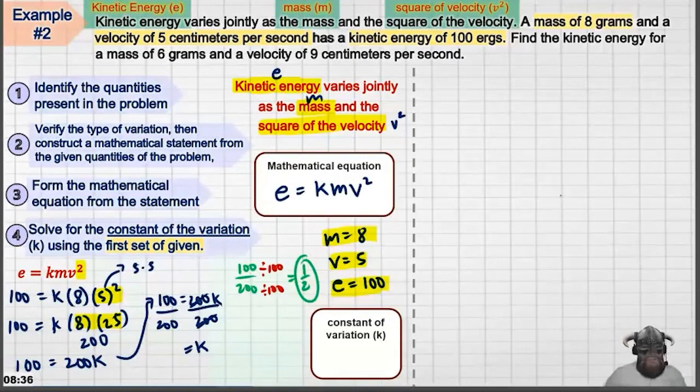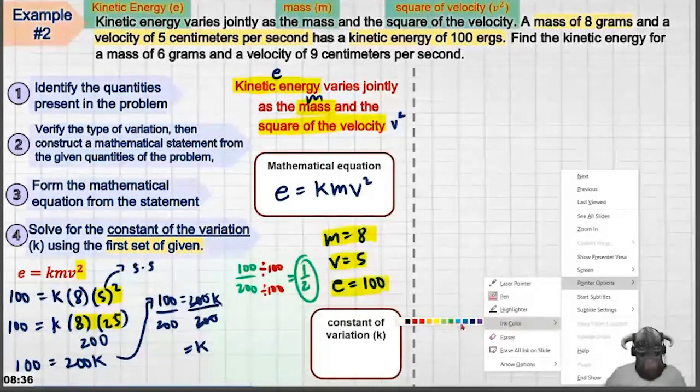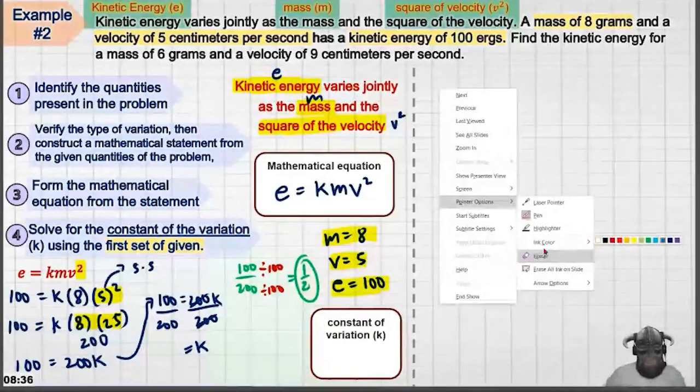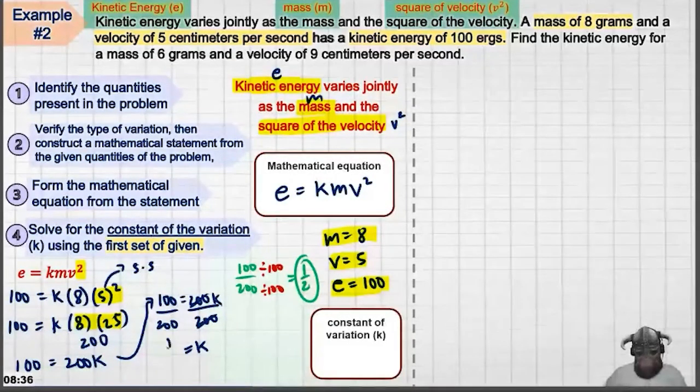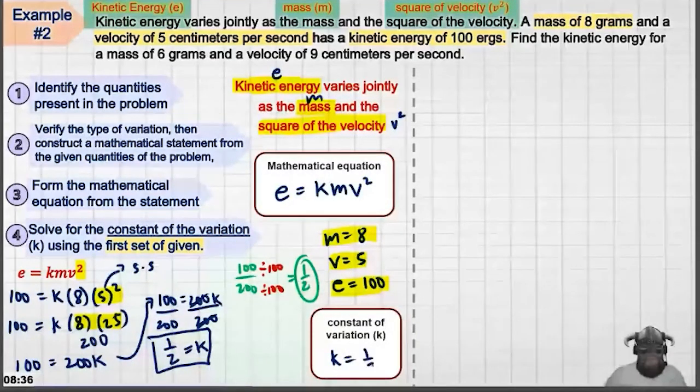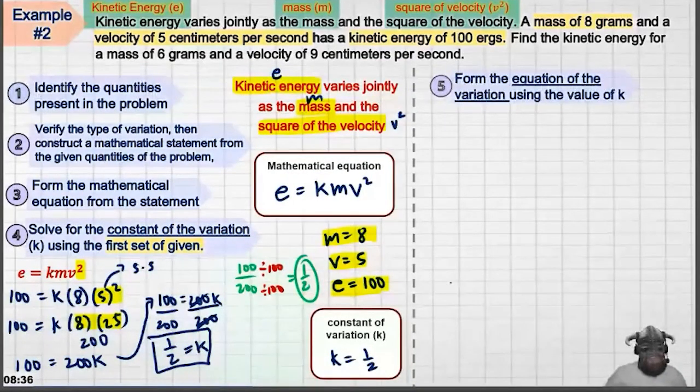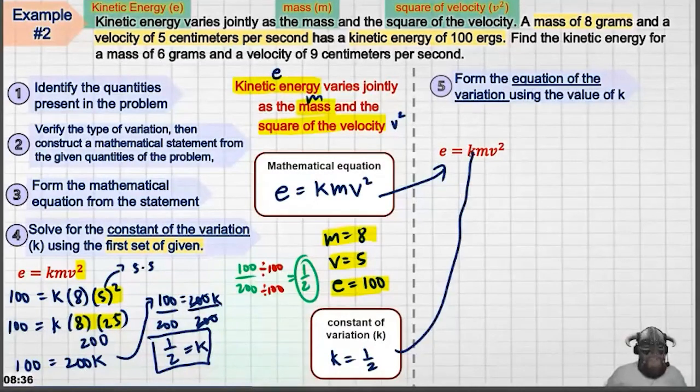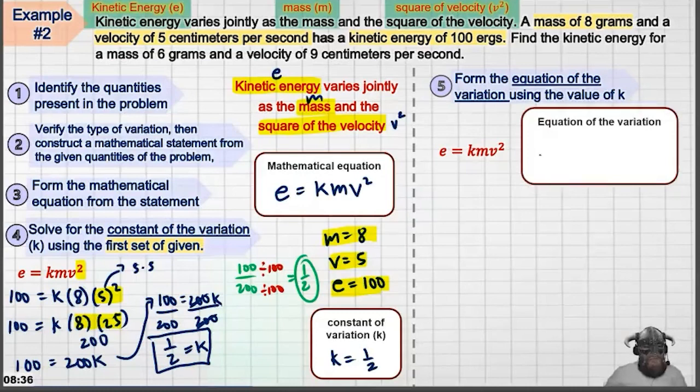Alam ko yung iba dyan, hindi na kailangan ng ganyang pag-divide. Alam na nila, lowest term niyan is 1 half. So, yan. So, our K or the constant of variation will be equal to 1 half. So, galing dyan, gagamitin natin yung constant of variation natin or K to be substituted on this one, our mathematical equation. Then, papalitan lang natin yung K natin dito ng 1 half. So, in that case, our equation of variation will be E is equal to 1 half mv squared.